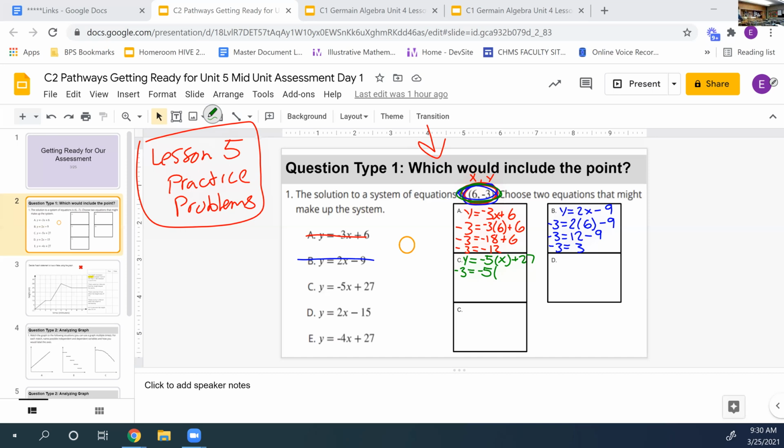Very good. It's 6. Very good. I like those exclamation points. And then we're going to add 27 to it. So we're going to say -3 is equal to 5 times 6 is 30. So what kind of 30 is it going to be? It's going to be a negative. Very good, because we have a -5 times a +6. So it's going to be -30 plus 27. Okay. So what's -30 plus 27?